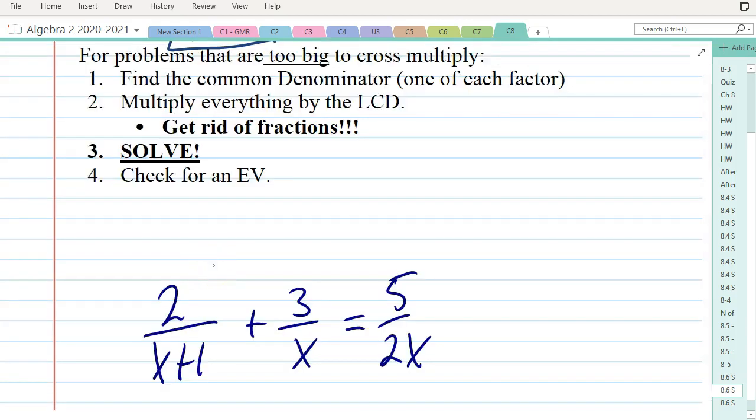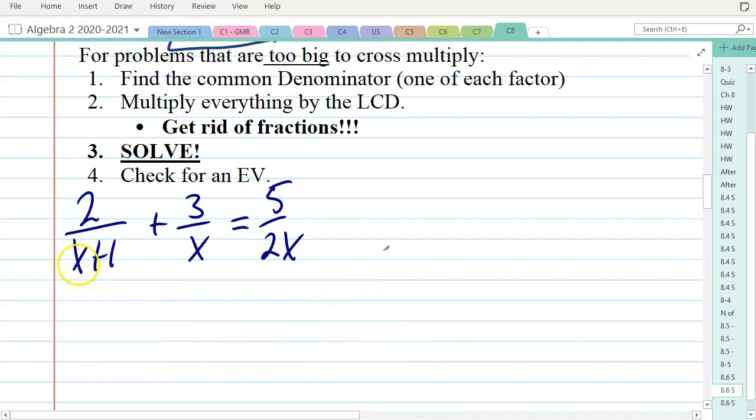Now for problems that are too big to cross multiply, so it's just one fraction below, what we want to do is find the common denominator, meaning we need one of every factor, and this is similar to when we were adding and subtracting the fractions. Then, instead of dealing with these fractions, we're going to get rid of the fractions. So we're going to multiply everything by that least common denominator, because I don't want to work with fractions any more than you do. So the goal is to get rid of the fractions. Then we can solve and check for those excluded values.